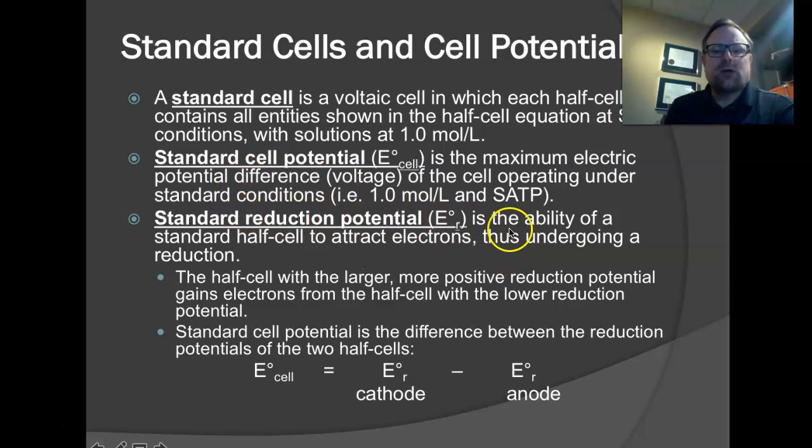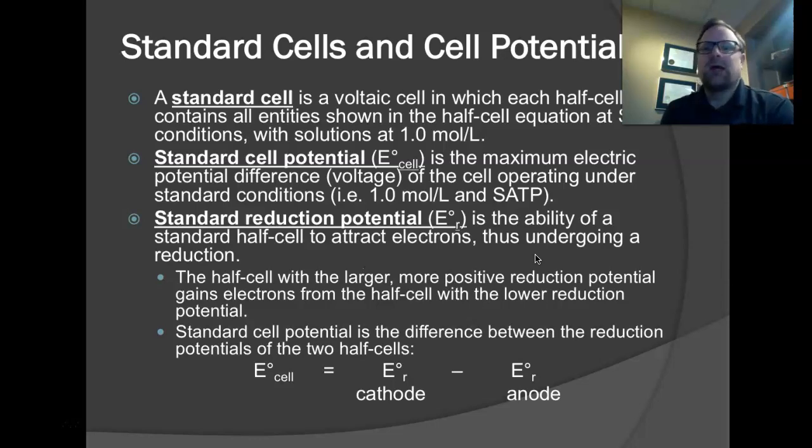So the standard reduction potential then is the ability of a standard half cell to attract electrons, thus undergoing a reduction. The half cell with the larger, more positive reduction potential gains electrons from the half cell with the lower reduction potential. In other words, we're going to be having our strongest oxidizing agent getting reduced and our strongest reducing agent getting oxidized.